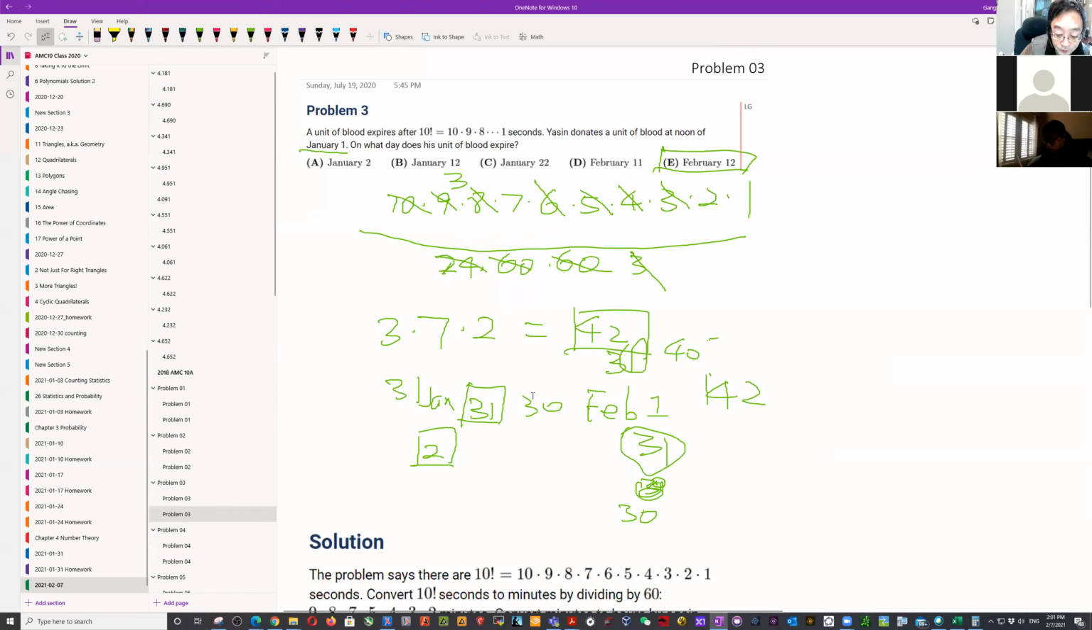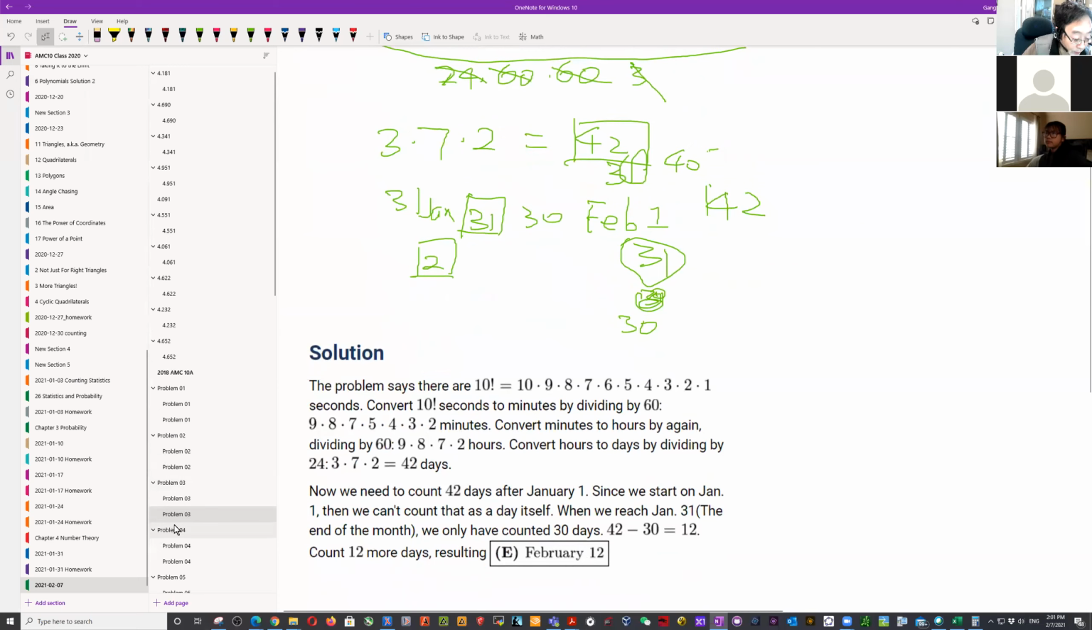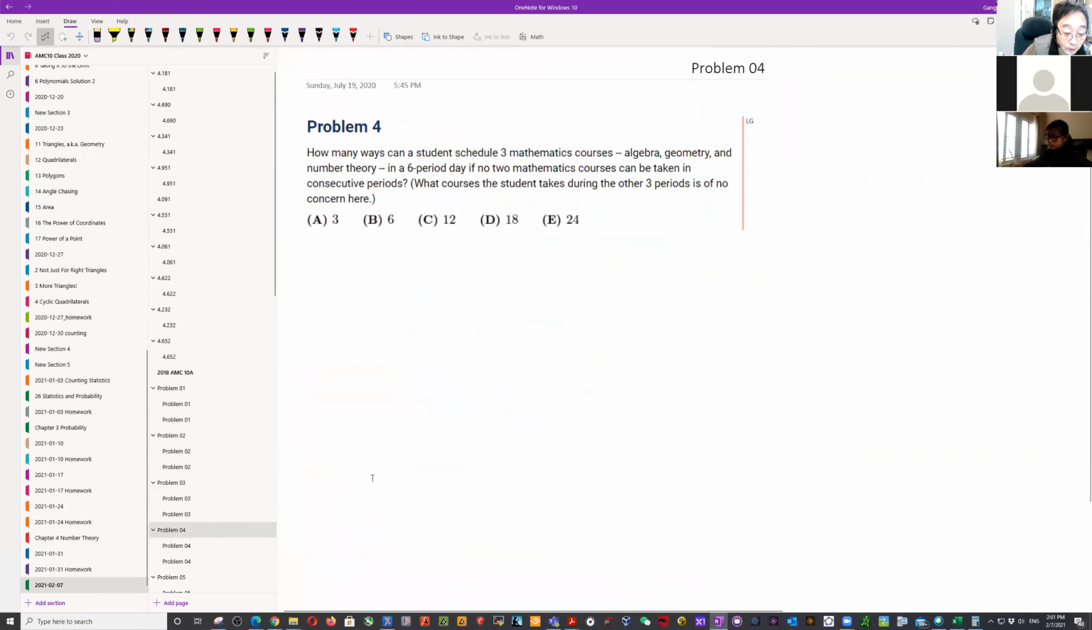If I do the cancellation, it's actually around 40. Then you count up around 42, something like that. Then you count up the days, you actually get February 12th. So that's the way that you can do this.